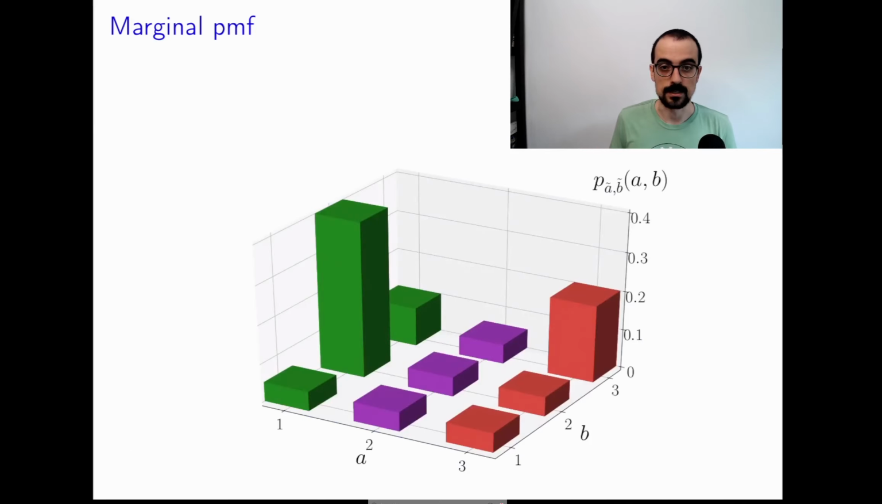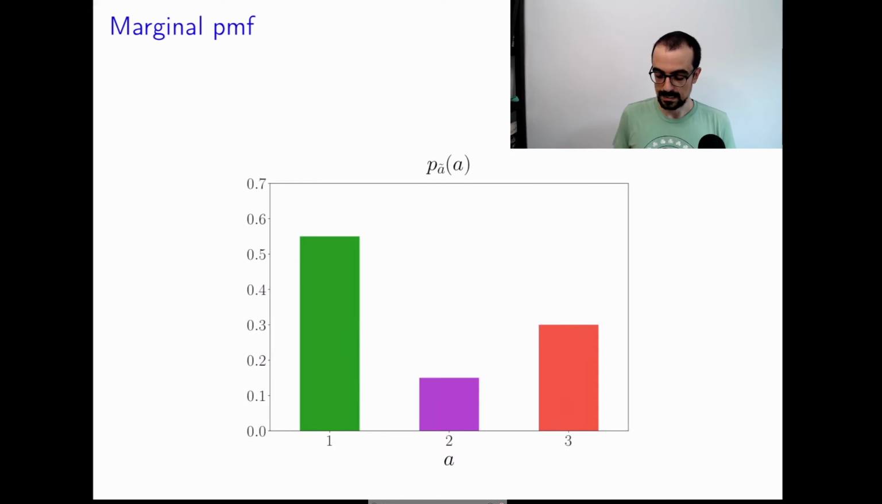So this is just a bit of a graphical description. If I want the probability that A is equal to 1, I'm going to add over the green columns. The probability that A is equal to 2, I'm going to add over the purple columns. The probability that A is equal to 3, I add over the red columns, and I'm going to get this marginal PMF, and you can check that it's going to add up to 1.